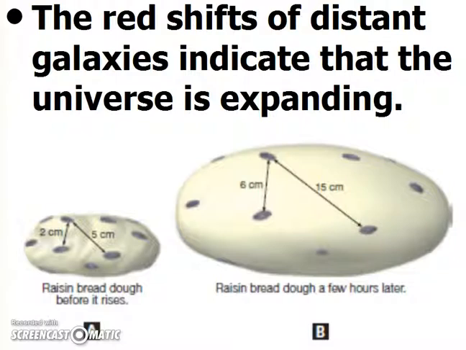Red shifts of distant galaxies are indicating that our universe is expanding, just like we talked about on our last video. So for example, if you have some raisin bread, and this is dough before you put it to rise, all of these pieces are really close together. And then a few hours later, those pieces are really far apart.